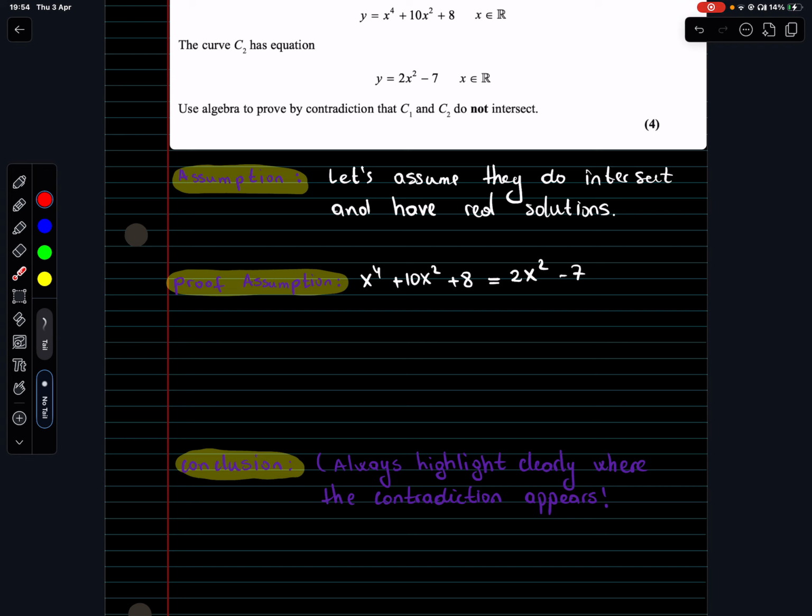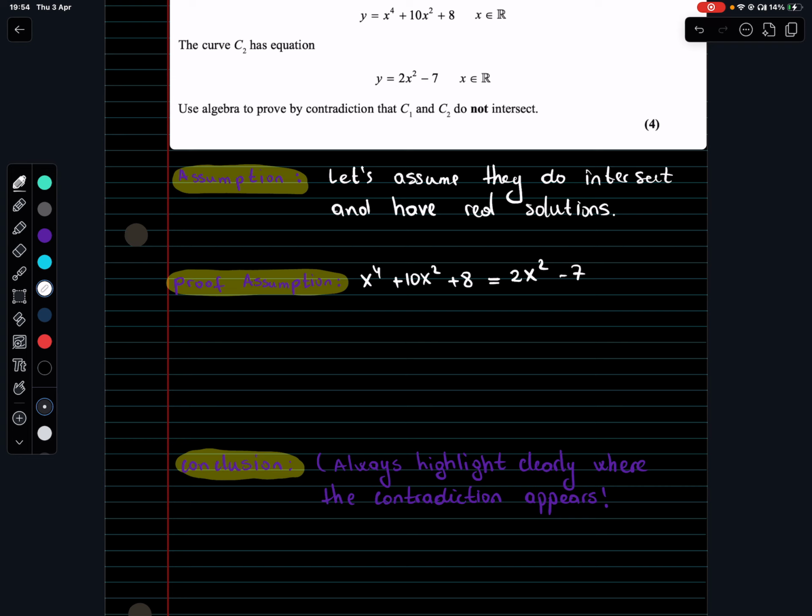Right now, for making this assumption, we have 1 mark, and the next 2 marks are going to come from solving and writing the solution and then finding that contradiction, and the last mark will be writing a conclusion. So don't forget to write a conclusion. Don't forget to write where the contradiction appears.